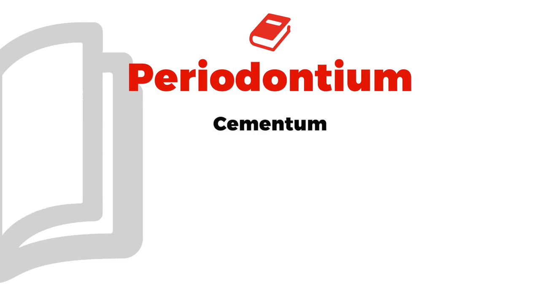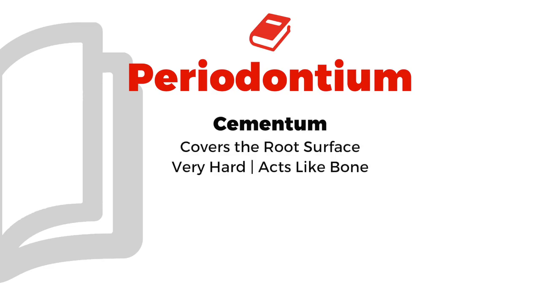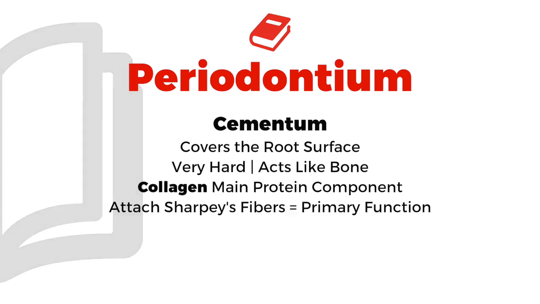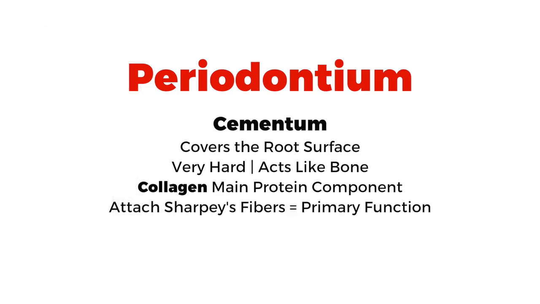Cementum is the second main component of the attachment apparatus. It covers the root surface of the tooth. It's very hard and acts like bone. Make sure and note that collagen is the main protein component of cementum. Cementum's major role is to attach Sharpey's fibers. Cementum covers the surface of the root all the way up to the CEJ of the tooth.